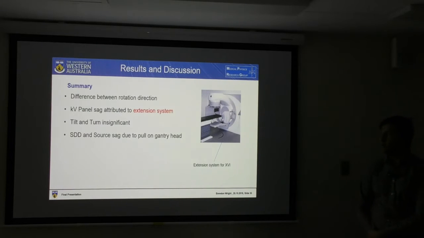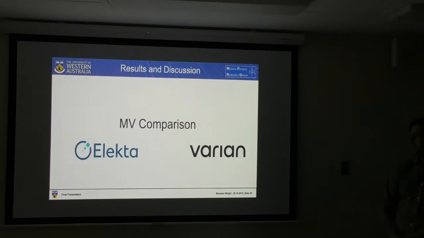So to summarize the results from the Elekta linear accelerator in the kV plane, there was a difference noted between rotation directions. The kV panel sag can be attributed to the extension system of both the source and the panel itself. The tilt and turn measured for the Elekta were relatively insignificant, and the SDD and source sag can mainly be explained due to the pull on the gantry head due to gravity.